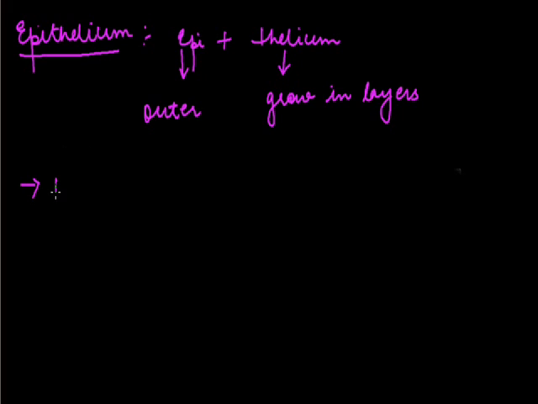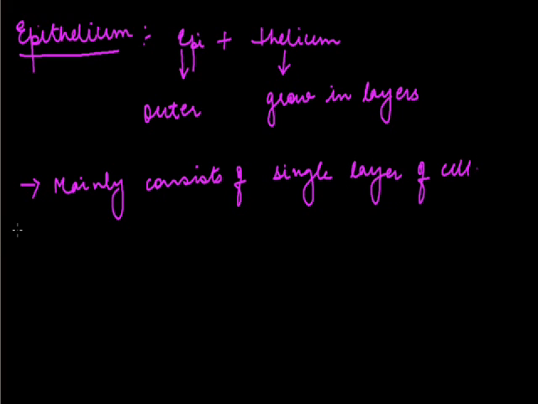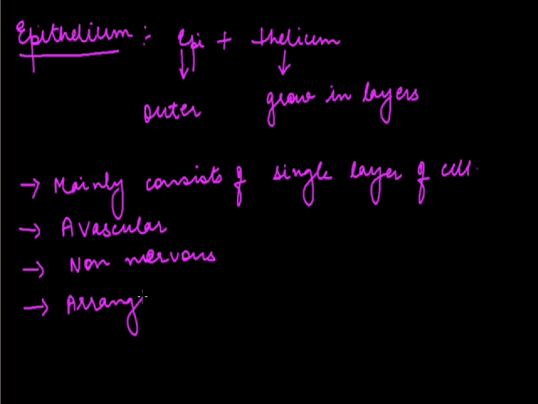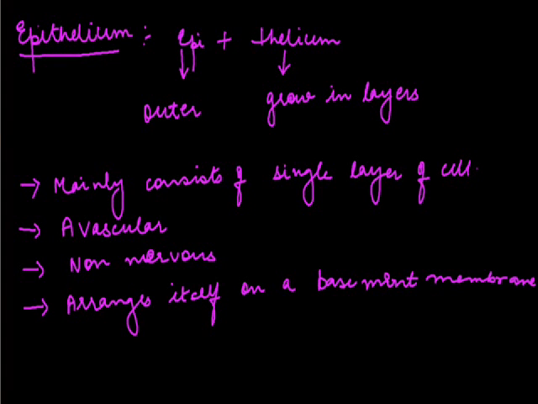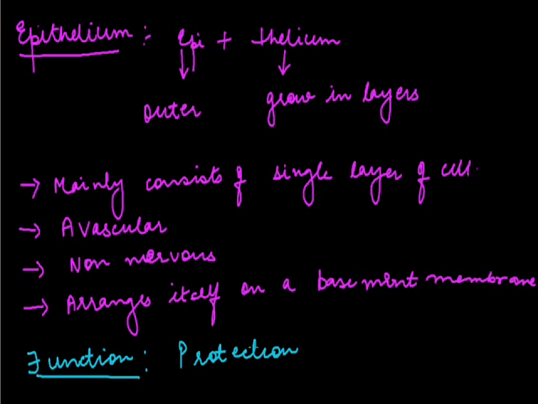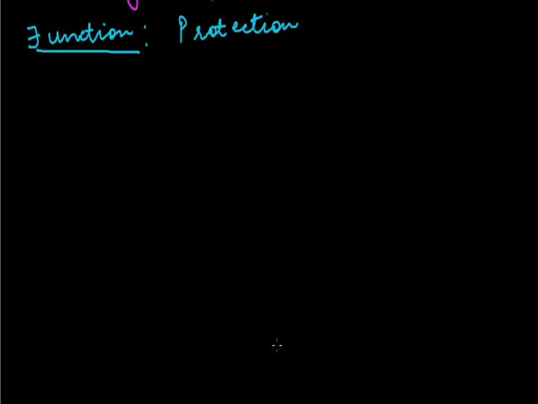It mainly consists of a single layer of cells. Second, it is avascular. It is non-nervous. Non-nervous means it does not have any nerve endings, and it arranges itself on a basement membrane. Now coming to the function of epithelium, the main function of epithelium is protection. It protects the organ which it lines. Now coming to the various epithelial tissues.